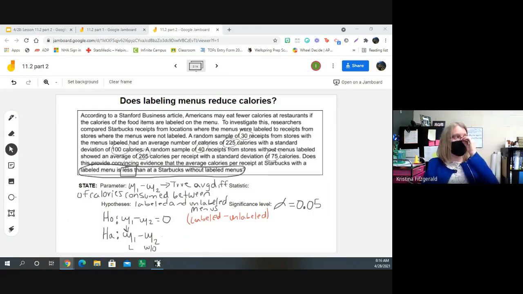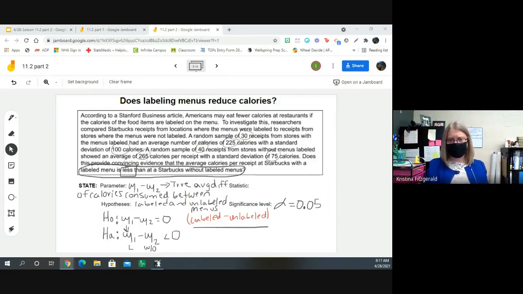Is that going to result in something positive or negative? I have a small number minus something that's bigger. What do you think? Small minus a big one. It's going to be a negative, yeah. So if the labeled menu has fewer calories, minus without a label, we're going to examine that difference being less than 0. If you subtracted the other way, you would flip it and say greater than 0. So you do want to define how you're subtracting, just to make sure people know which way you're looking at it. What questions?